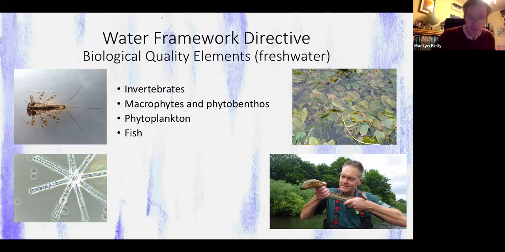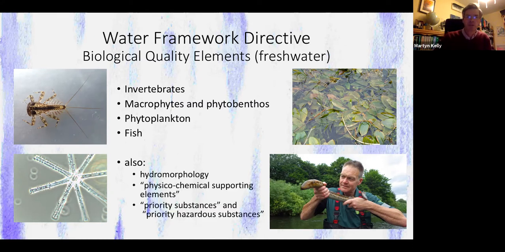So it's generally accepted that in a low order, upland stream, phytoplankton assessment isn't going to be that useful, so you don't need to do it. But you've got to assess those or give a good reason why you're not assessing them. And macrophytes and phytobenthos, I should add, are usually treated as a single quality element, but they're usually assessed separately.